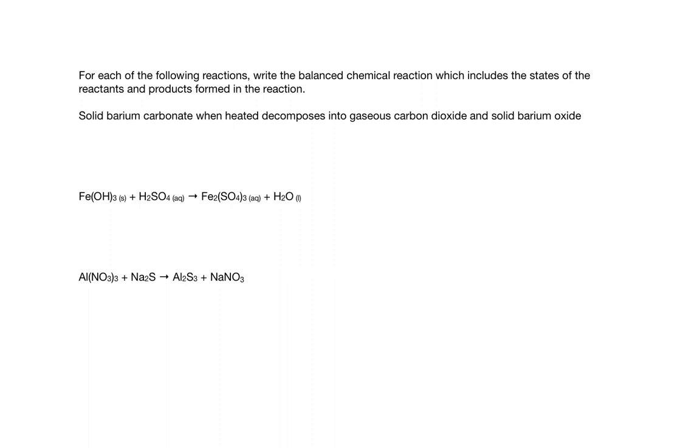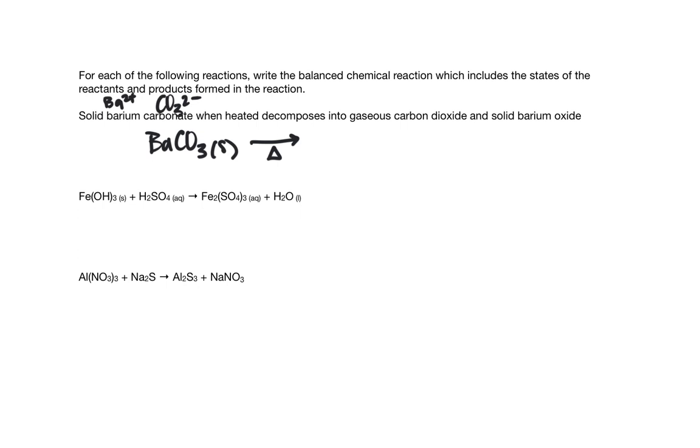So for solid barium carbonate, when heated, decomposes into gaseous carbon dioxide and solid barium oxide. So it's a lot of different parts. So we know that barium is Ba, and based on its place on the periodic table, is 2 plus. Carbonate ion is CO3, 2 minus. So together we need one of each. So we have barium carbonate, and we know that it's solid, and it's going to be heated.